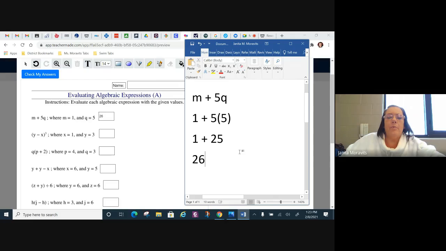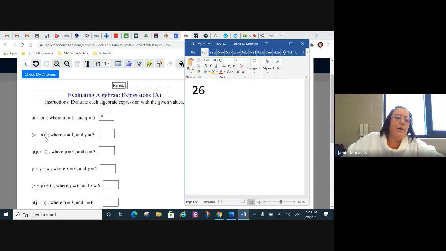Now, the second problem on here, a little bit more complicated because it has an exponent. This 3 right here, that means to the third power. So we're going to say y minus x, and it's raised to the third power. So we're going to do that just like that. All right, now, well, x is equal to 1, so everywhere there's an x, we're going to substitute in a 1. Y is equal to 3.